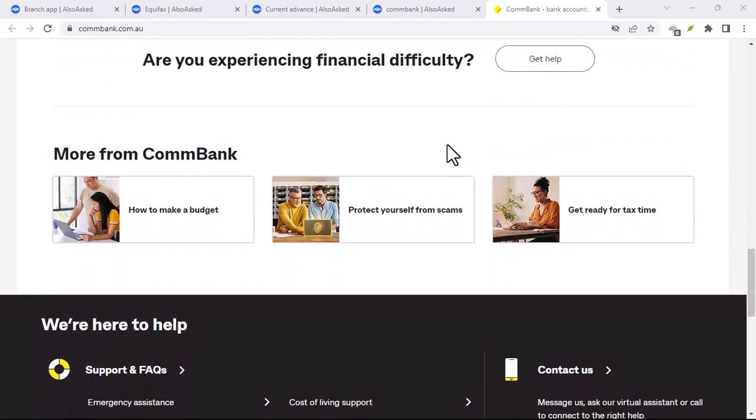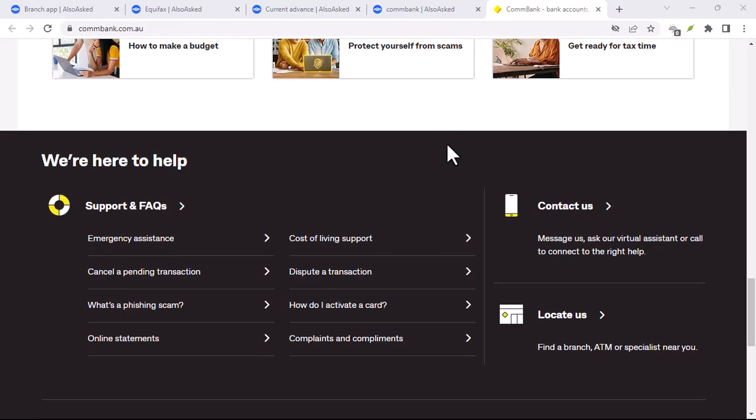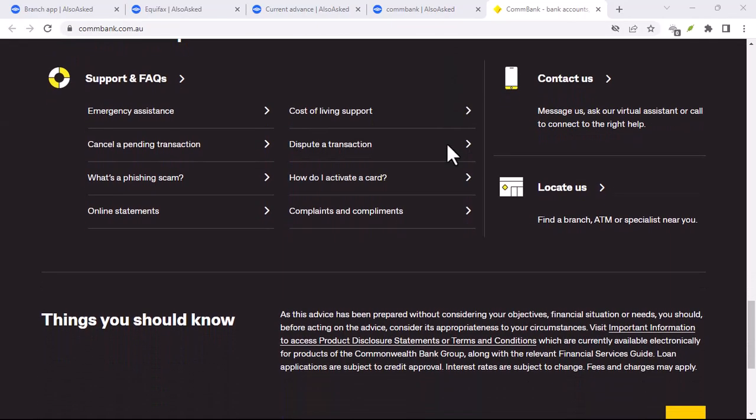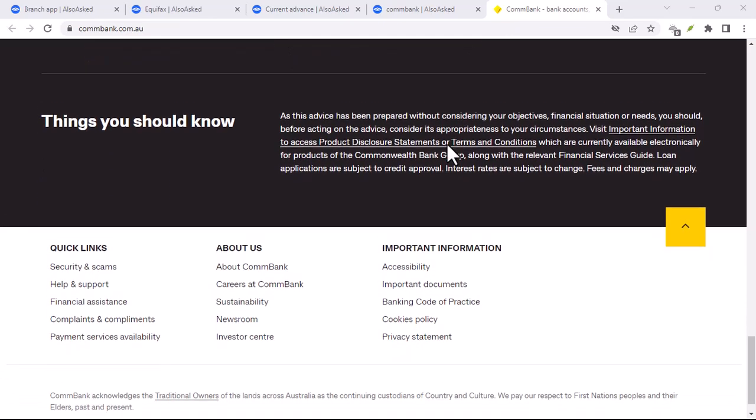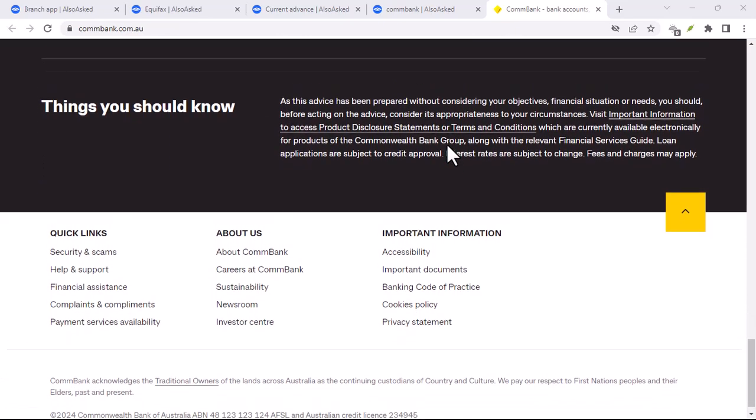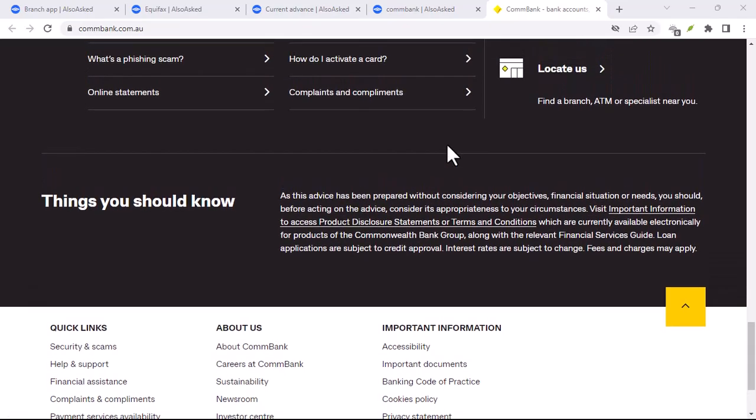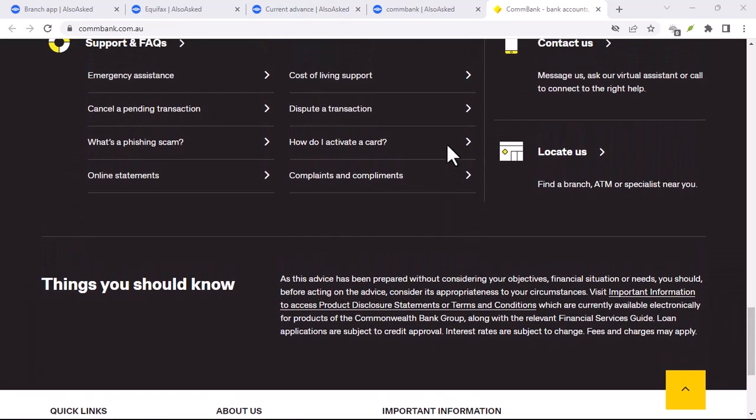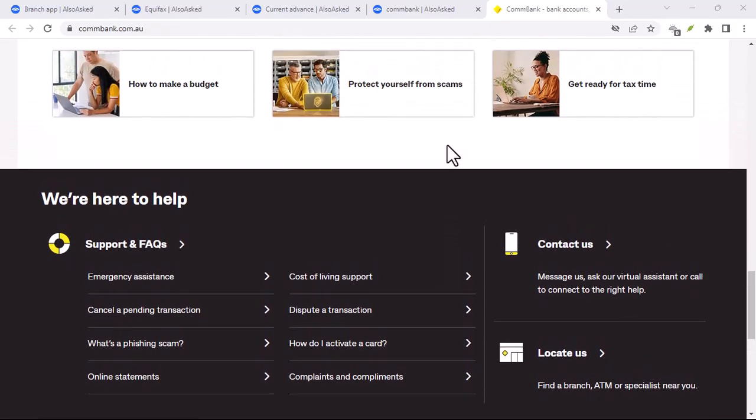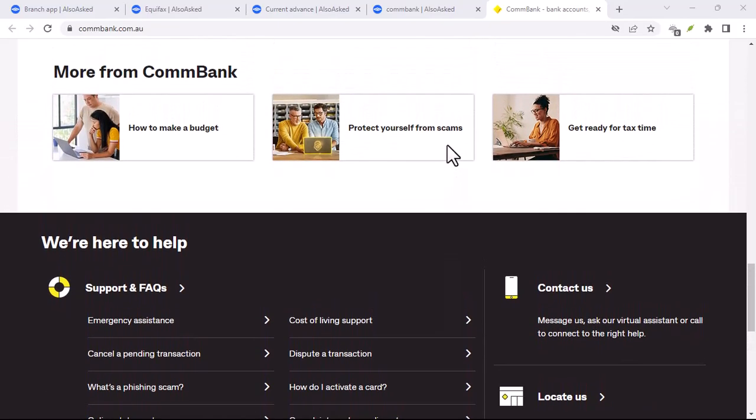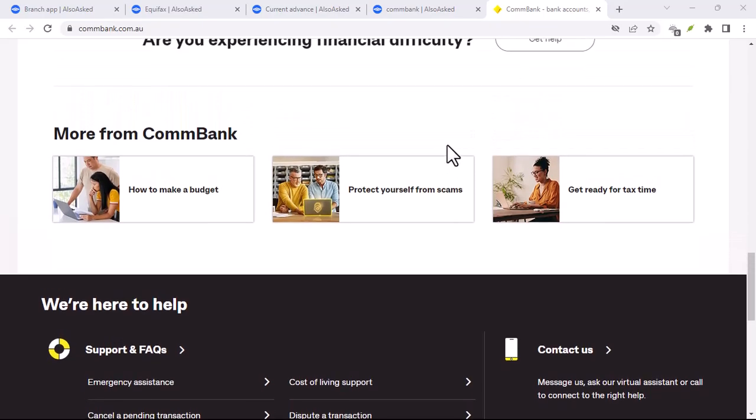How do you get an overdraft with Commonwealth Bank? To get an overdraft with Commonwealth Bank, you'll need to meet the following eligibility criteria. You must be 18 years old or older. You must have an active Commonwealth Bank account. You must have a good credit history. If you meet these eligibility criteria, you can apply for an overdraft online, in person, or over the phone.